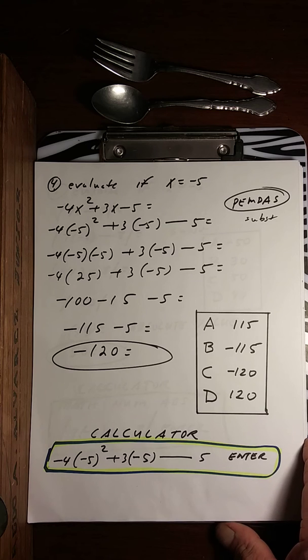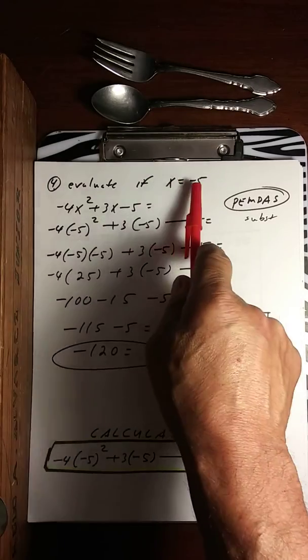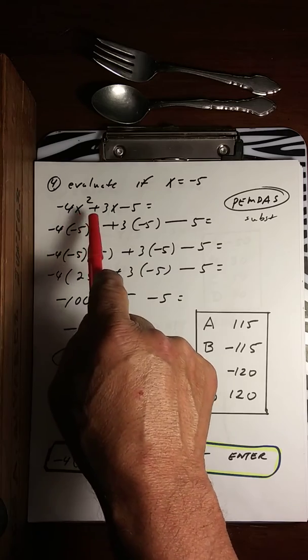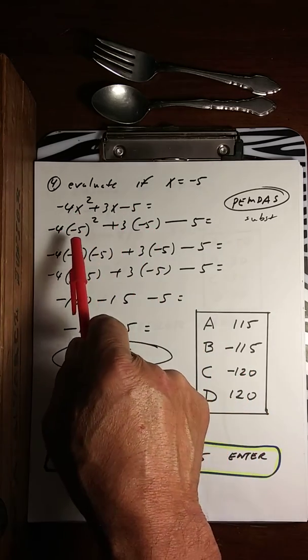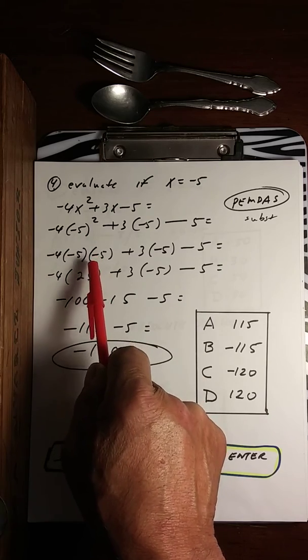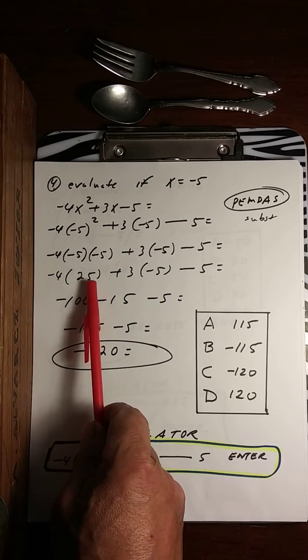Okay, let's go to number 4. It says evaluate this. If x equals -5, here's the formula. So -4x squared plus 3x minus 5. So now put a -5 in there. So we have -5 squared means -5 times -5, and that times that is 25.